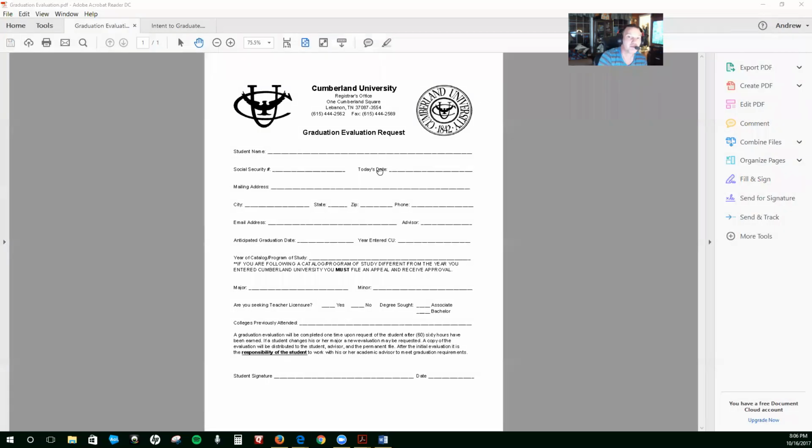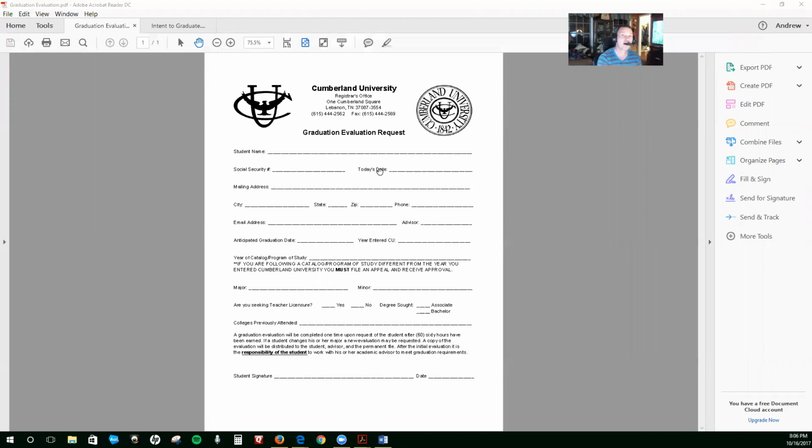Next thing, graduation evaluation request. Unless you are finishing with your Associate of Arts degree in May, then you'll be doing an intent to graduate. Everybody does a GER. What that does is it has the registrar look at your transcripts and figure out what classes you have left to finish your Associate of Arts or Associate of Science degree. Now, I get a copy of that and you get a copy of that. I don't keep that copy. I have too many of you. You keep that copy. That way, the next time we meet, we know what's left.